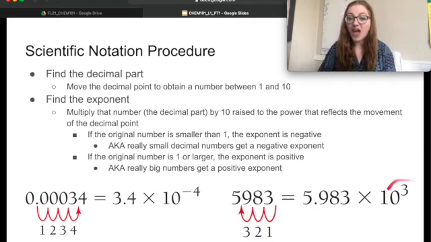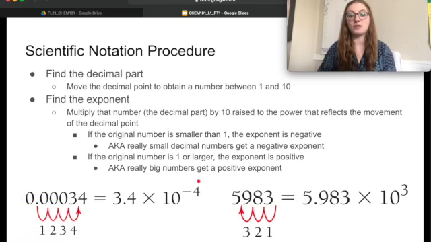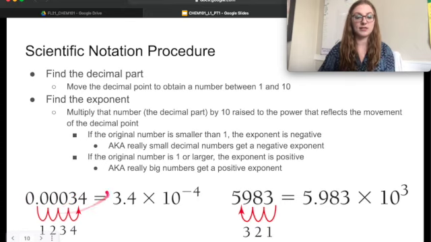10 to the 3 is 1,000. That's a pretty big number. So I'm taking 5.983 times 1,000, so it's a bigger number, and I can get back to a bigger number again. So if your exponent is positive, you started with a number that's greater than 1. If you have an exponent that's negative, you've got a number that's between 0 and 1. Really small decimal numbers get a negative exponent. Bigger numbers get a positive exponent.